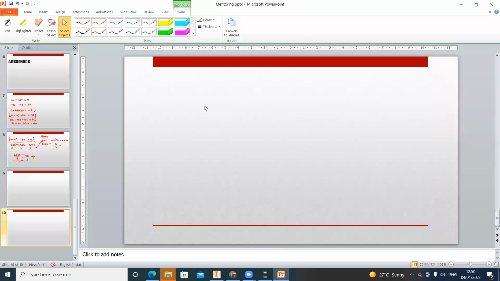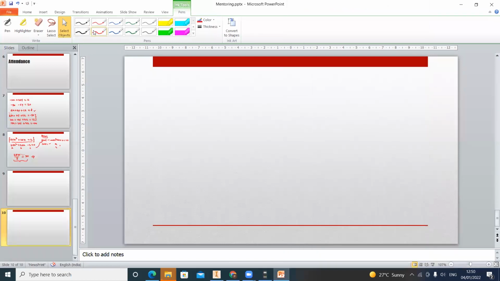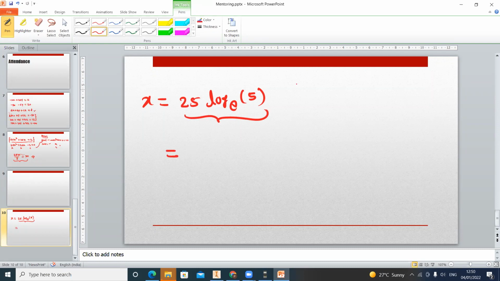Then there is one option which is about the logarithm. In most of the calculations, you will see the log functions. For that, suppose we have the equation like this. Let us take, we have the equation x is equal to 25 log to the base e five, and we have to find out this value. We will not use the log table for such type of calculation.